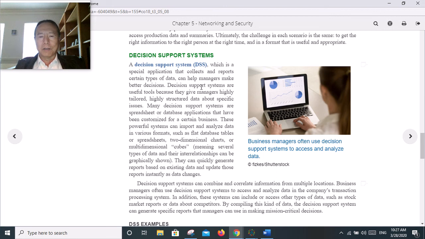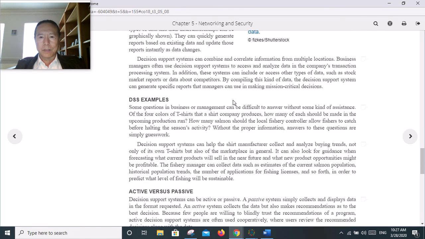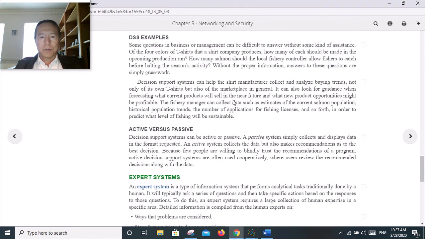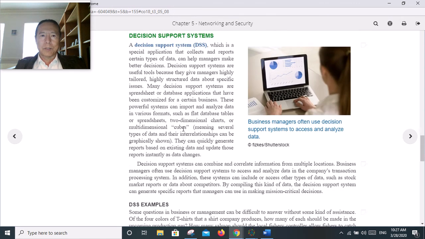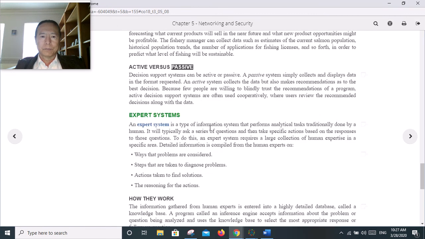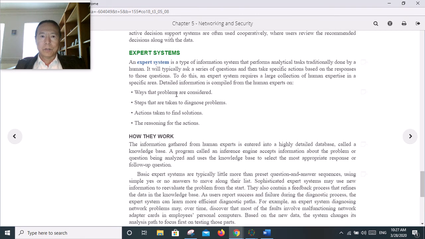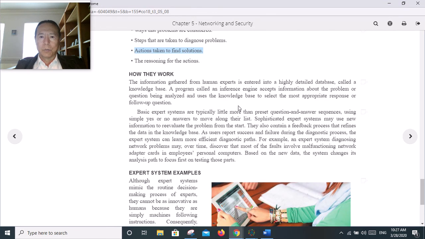There may be some new event that the computer cannot handle, that's new stuff. AI so far cannot learn that. So that's your decision-making system, expert system. DSS example here. Active versus passive: you want to play an active, proactive role, not passive, to be more aggressive in business. Expert system, you can consider, is one of the decision support systems. That's AI. So where is the problem? I consider the step, action taken, reasoning for the action. The most important is to find a solution. They suggest you find a solution. How they work here.